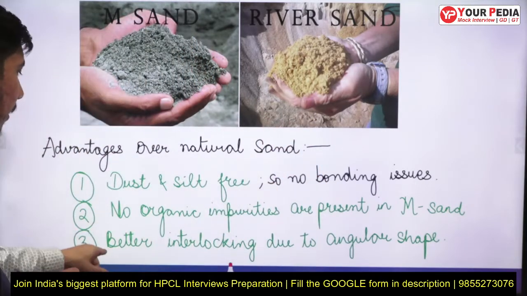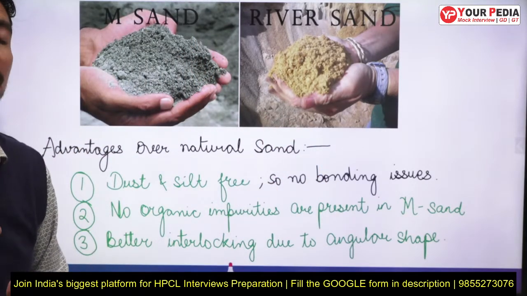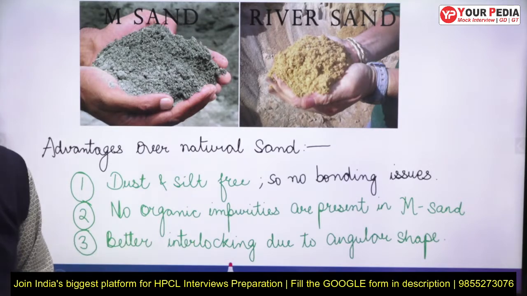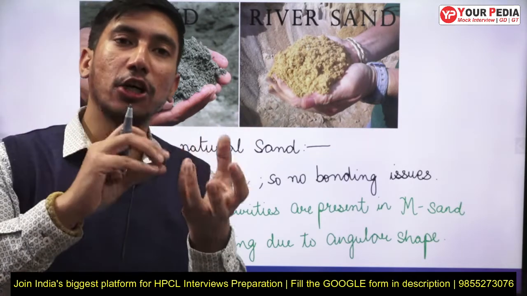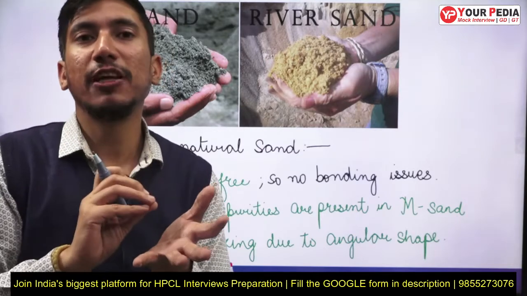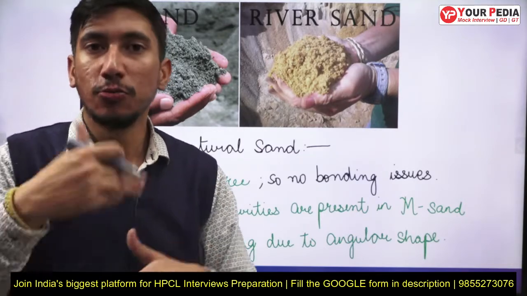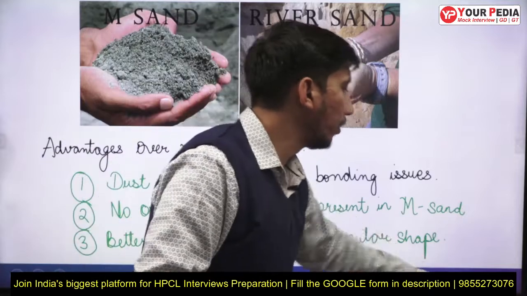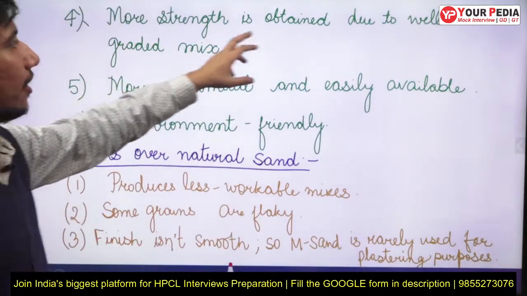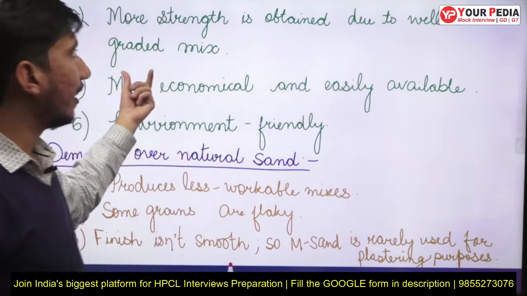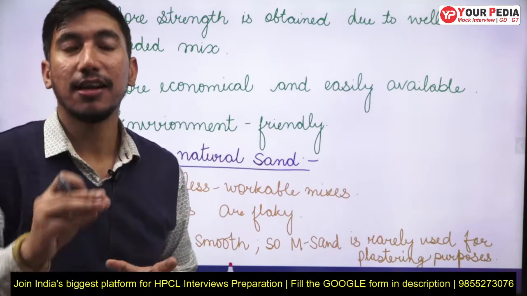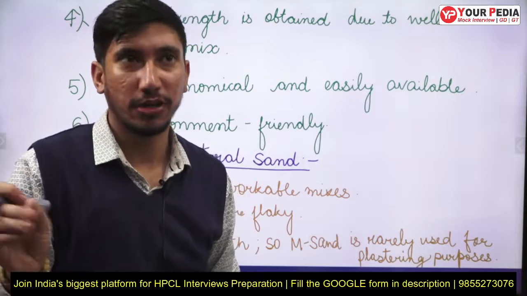And the third thing is that because they are angular in shape, they have better interlocking characteristic. The particles will interlock with one another in a better way. Rather than spherical shape, angular shape will have better interlocking characteristic, so more strength will develop. More grip or bond strength will develop. Moreover, since this M sand is well graded, more strength will be obtained in this case rather than your river sand or natural sand.